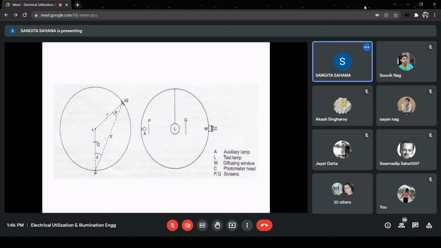You can see L is the location of the lamp, and this delta S is any surface, inside surface of the integrating sphere. P is the location of the receiver, and in this figure you can see this is L, the lamp. A is an auxiliary lamp, P is one baffle, Q is another baffle. And C is the photocell. So the sensor is located here, it will do the measurement.